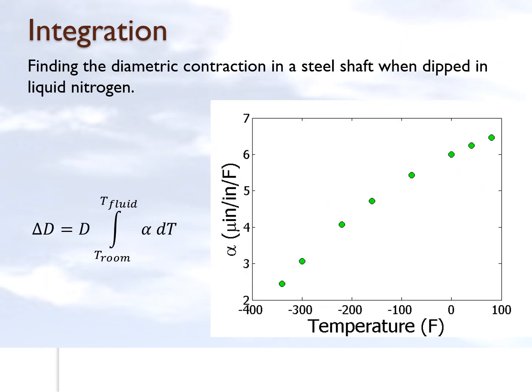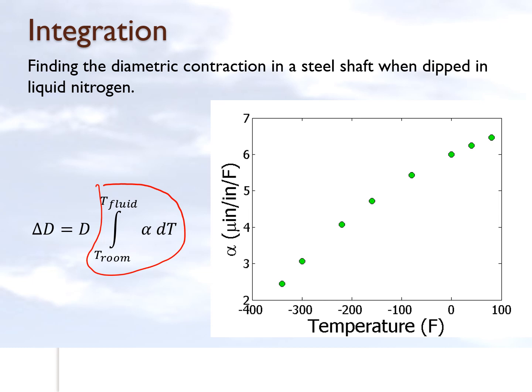Let's take an applied problem right here. What we're asked to calculate is, let's suppose, diameter contraction in a steel shaft when dipped in liquid nitrogen. So the formula is given by whatever is the diameter of the steel shaft, and you're going to integrate this function right here from the room temperature to the fluid temperature. So let's suppose you put it in liquid nitrogen. The room temperature might be 80 degrees Fahrenheit, let's suppose. The fluid temperature, liquid nitrogen, might be at -321 degrees Fahrenheit. And in order to do that, you'll have to calculate this integral.